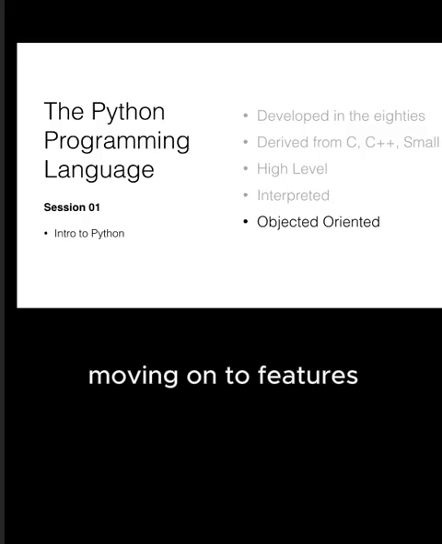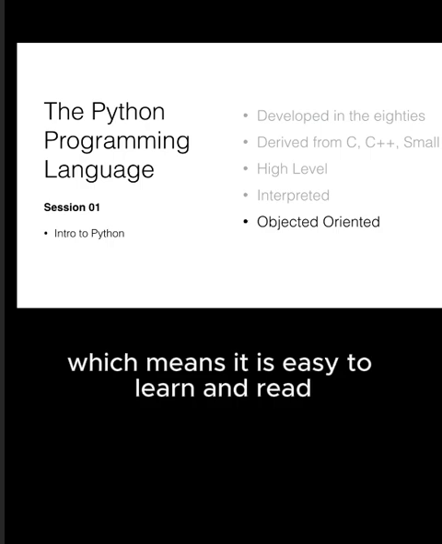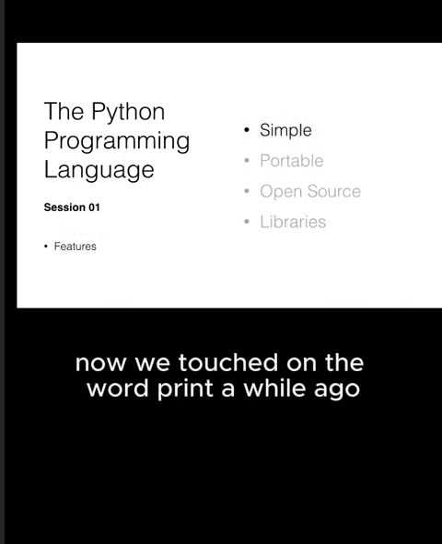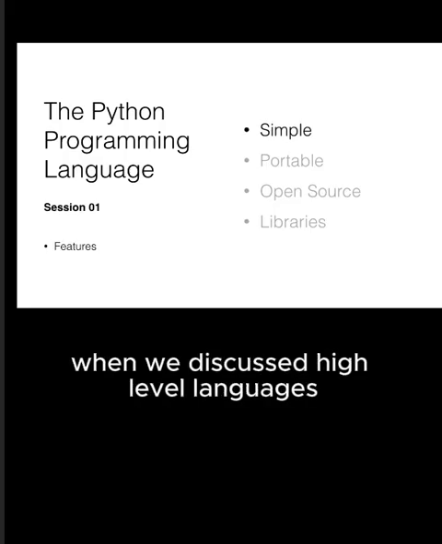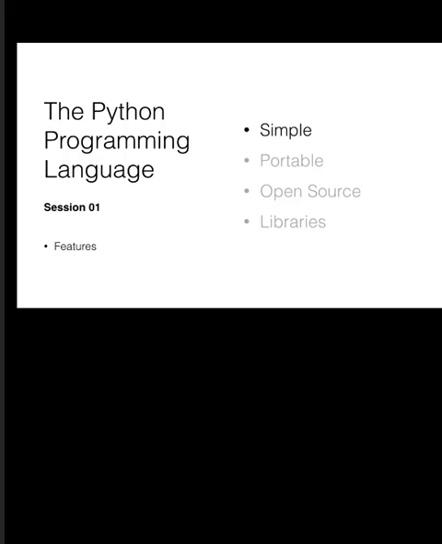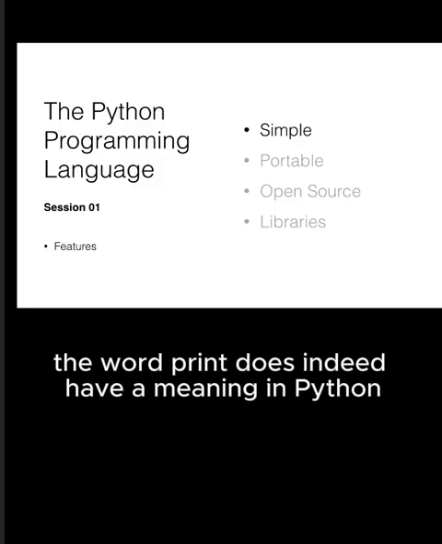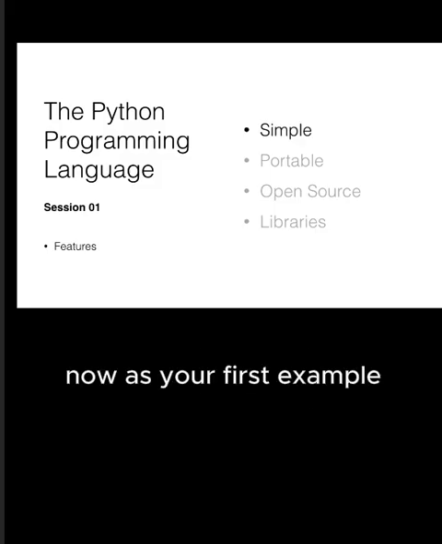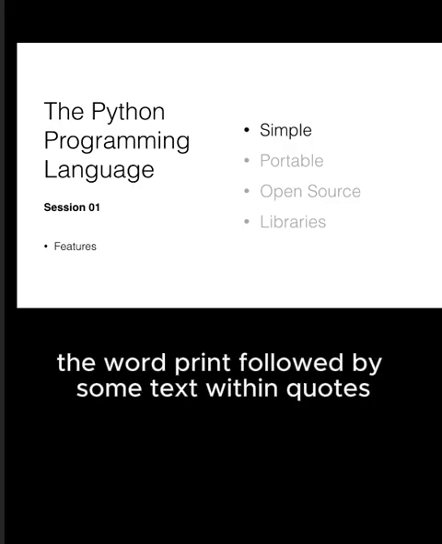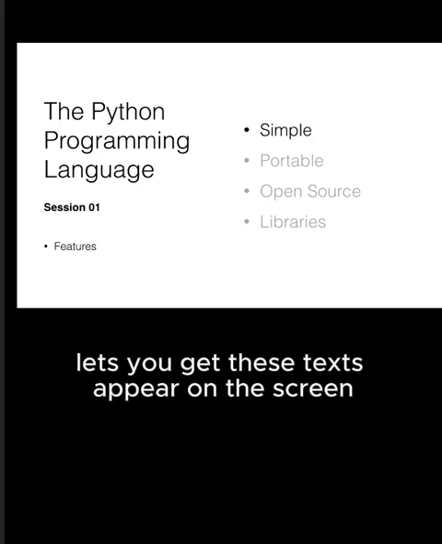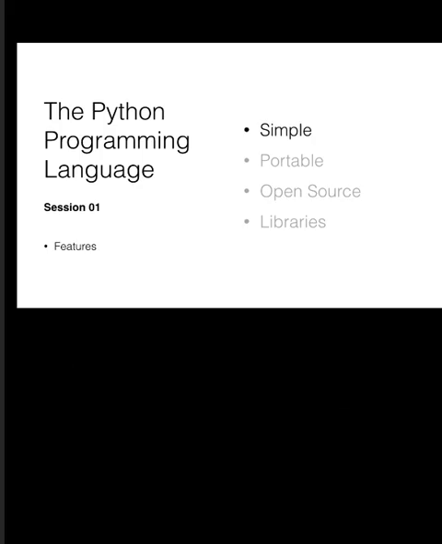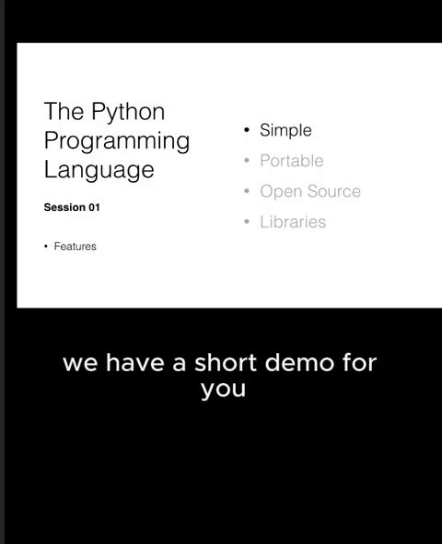Moving on to features. Python is simple, which means it is easy to learn and read. Now, we touched on the word print a while ago when we discussed high-level languages. The word print does indeed have a meaning in Python. Now, as your first example, the word print followed by some text within quotes lets you get these texts appear on the screen. We have a short demo for you.